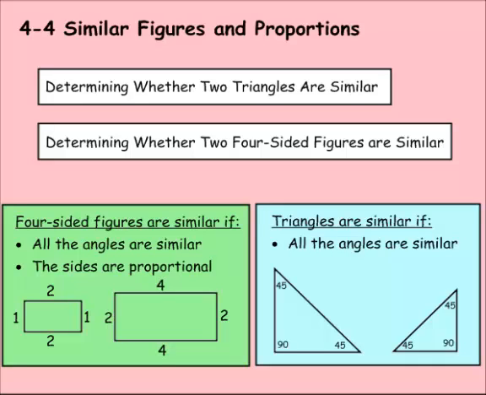For lesson 4, we're going to solve similar figures and proportions. First, we're going to determine whether two triangles are similar. Then we'll determine whether two four-sided figures are similar. So here are the rules to determine if two shapes are similar.